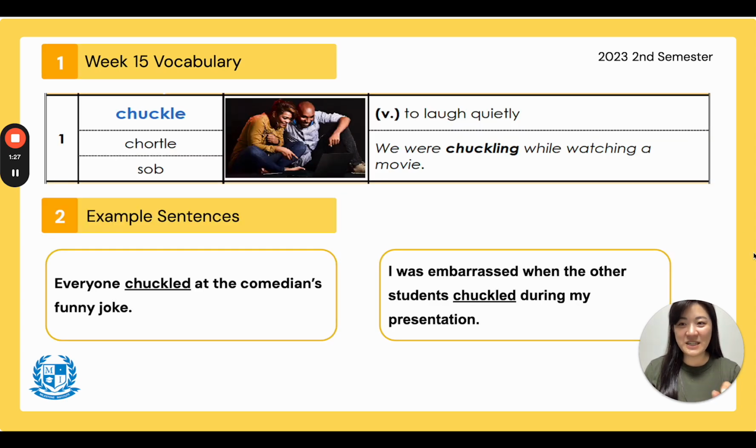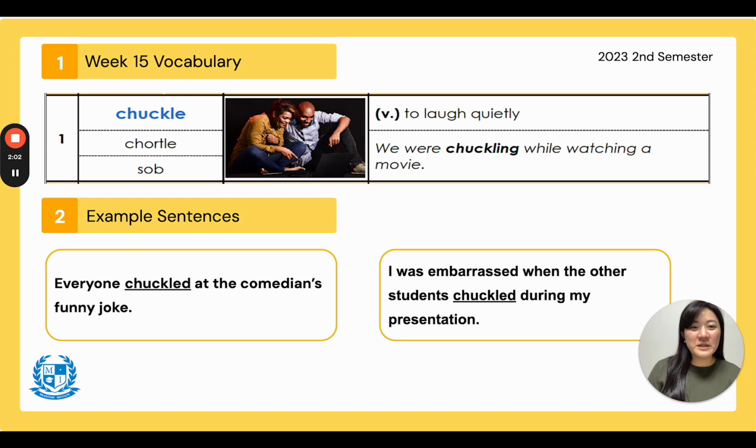So let's get started. Can everybody please turn to week 15 in your vocabulary workbook, which is page 88. And the first word is chuckle. Everyone say chuckle. And the synonym is chortle, and the antonym is sob. And it is a verb to laugh quietly.